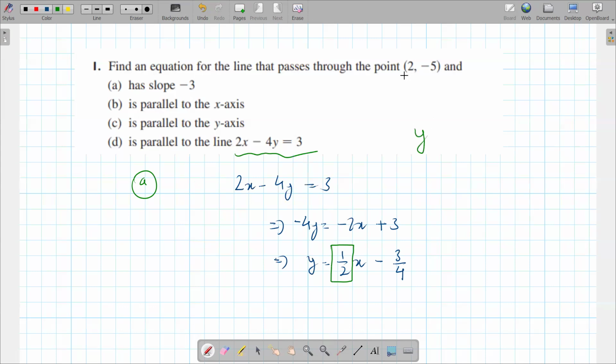So for this line, we know it's going to be y equals 1 over 2 x plus b. They're going to have the same slope because they're parallel lines. How do we find the b value?